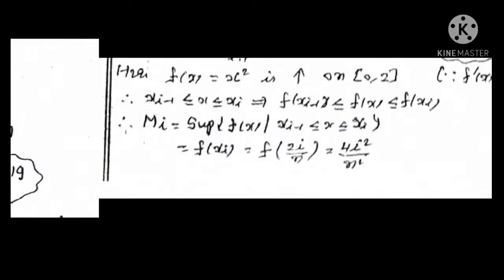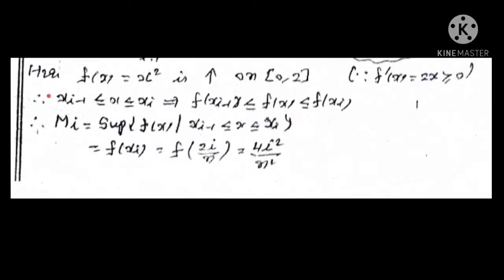Here fx is equal to x square, which is increasing on closed interval 0 to 2. Therefore, f dash x is equal to 2x greater than or equal to 0. Therefore, xi minus 1 less than or equal to x less than or equal to xi implies f of xi minus 1 less than or equal to fx less than or equal to f of xi.